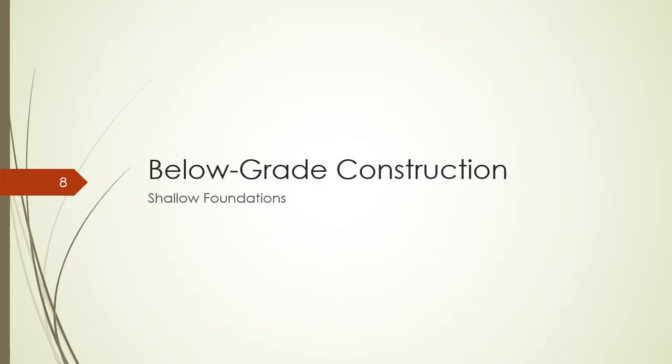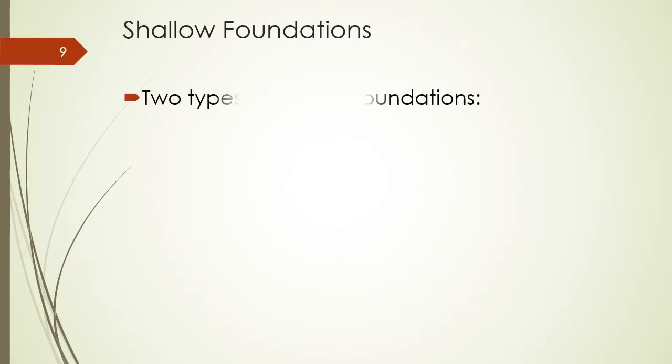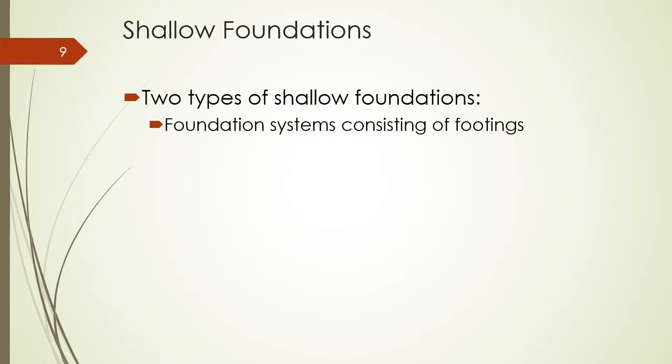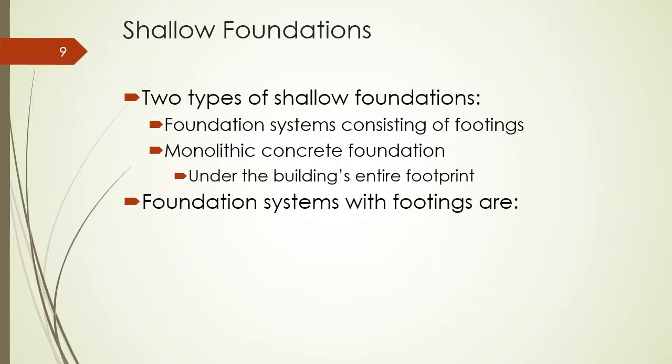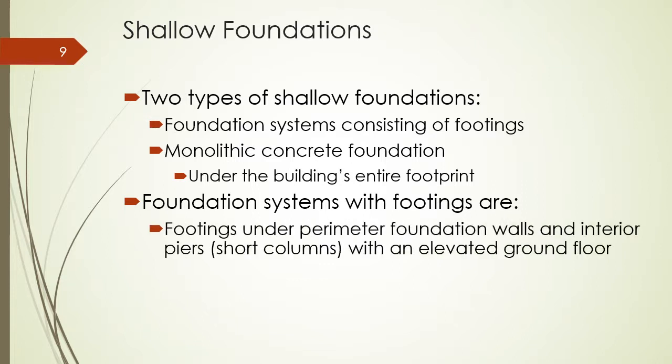So let's discuss some shallow foundations. There are two types of shallow foundations. There are foundations that consist of footings or monolithic concrete foundations, which are under the building's entire footprint. If I talk about foundation systems using footings, these are going to be footings that are under the perimeter foundation walls and interior piers, basically short columns, with an elevated ground floor.